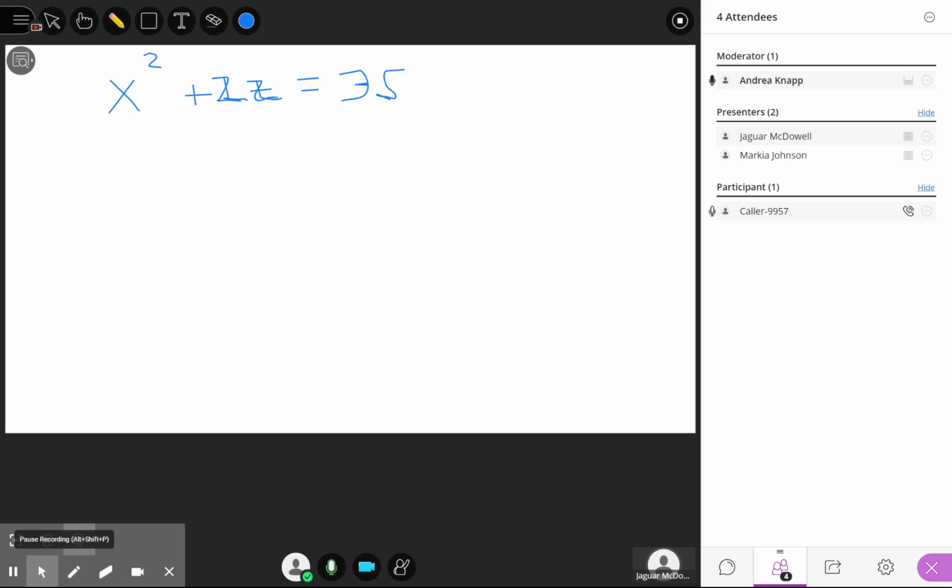So in this problem, we have x squared plus 2z is equal to 35. Now, since this is a quadratic, and you've got an x squared term, and you have a z term, and you have a constant, your strategy here should be to get everything on one side of the equal sign and 0 on the other side. So to do that, we're going to start by subtracting both sides by 35.